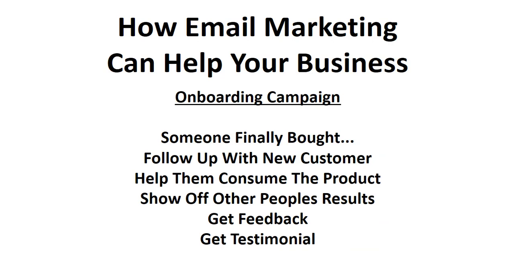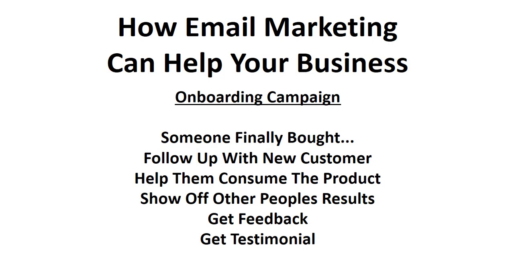So the next thing is that you can set up an onboarding campaign. What that means is that someone finally bought from you. Someone signs up, joins your email list, and is starting to get your automated campaigns. Now they've gone and they finally bought, they've taken action, and this is how you can follow up with them. This also lets you set up automation, because once they've bought, you don't need to keep sending them messages. It would not be a good thing to keep sending messages to them after they bought your product.